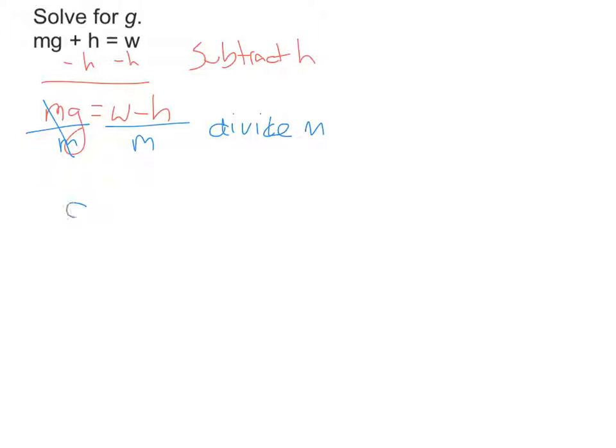The m's cancel, so g is equal to, well, there's nothing to simplify in any of these because w and h aren't like terms, so I can't subtract. There's nothing that is in common with w and h and m, so I can't divide. So really it just stays like this. And that's it for that problem. Let's take a look at another one.